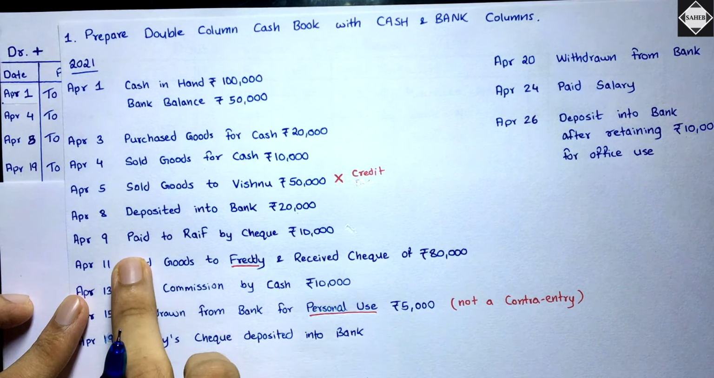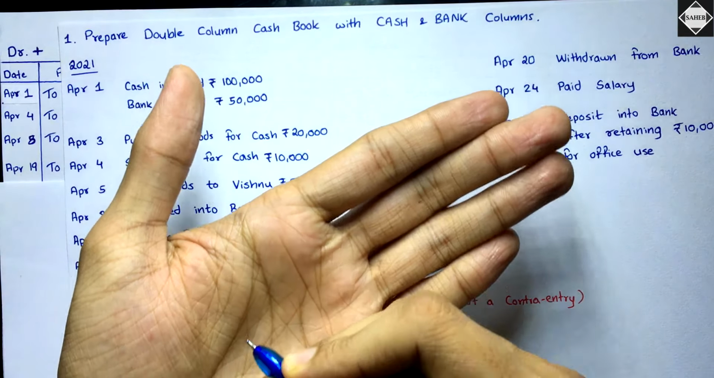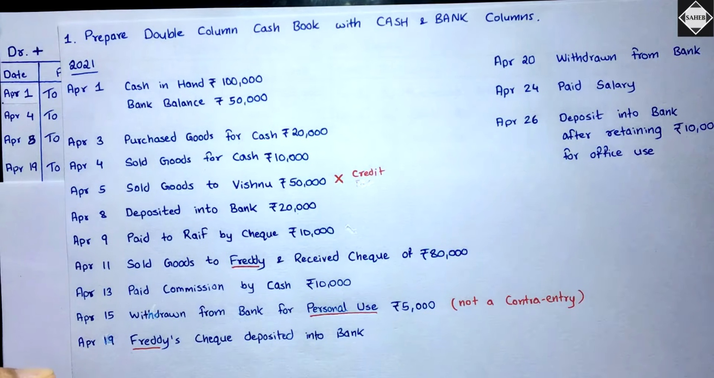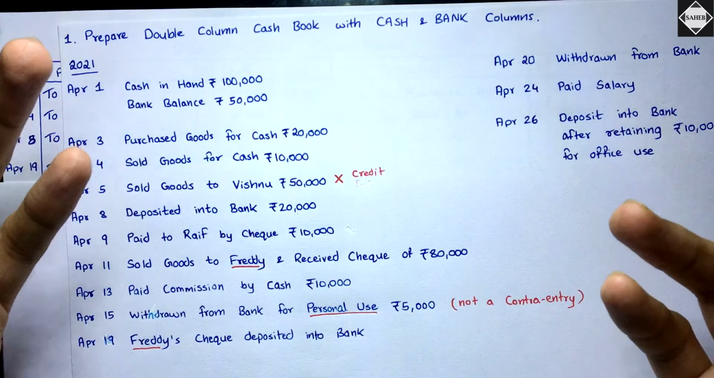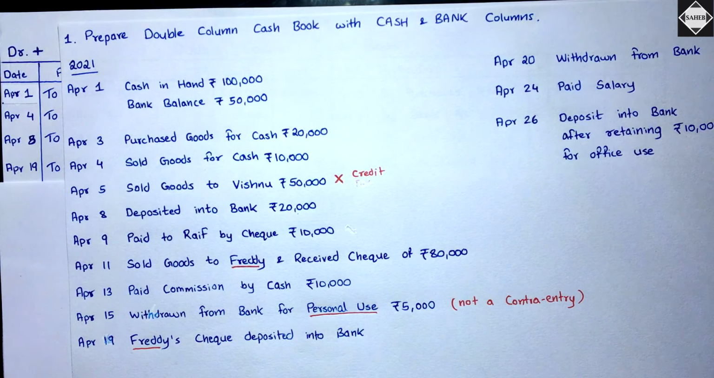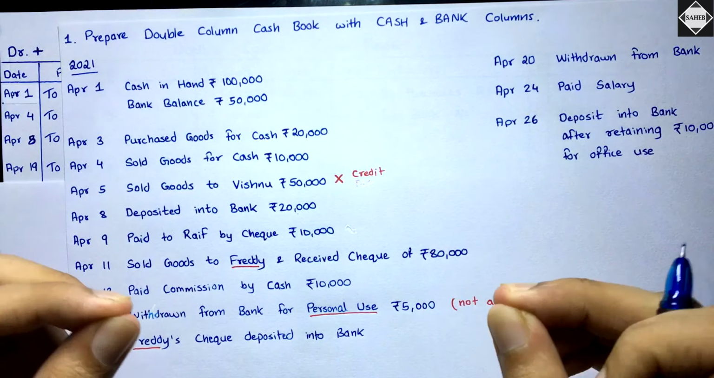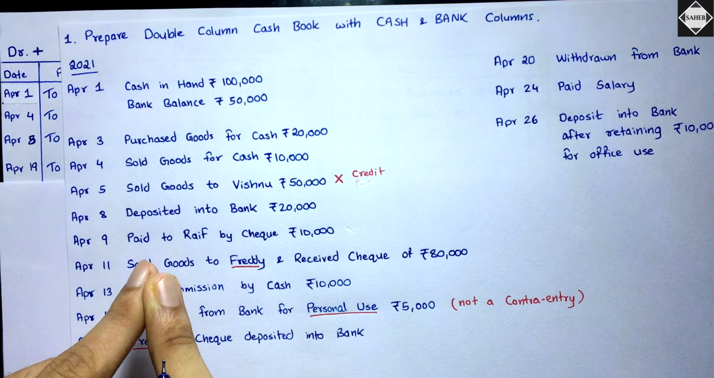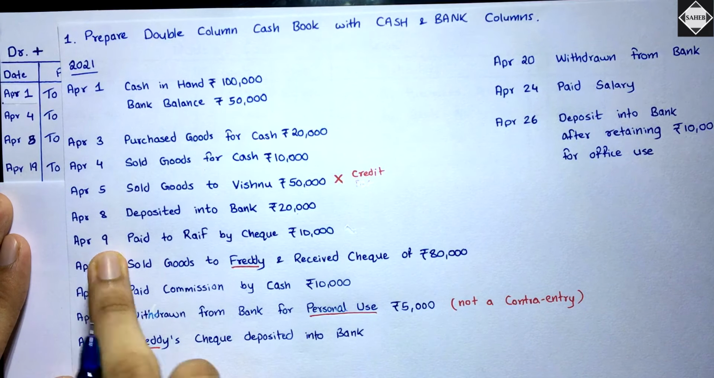Fine. So what's happening over here? You have paid to Raif by check. When you write the check and give it to Raif, immediately you will record in the double column cash book that your bank balance has decreased because you have given the check. Now Raif will take that check, deposit it, and get the money. Your bank balance will decrease, but after 2 to 3 days. Still, immediately you will record that in the cash book. This logic you should have. So April 9th only you will record this.